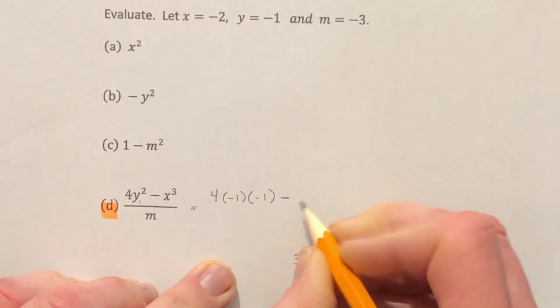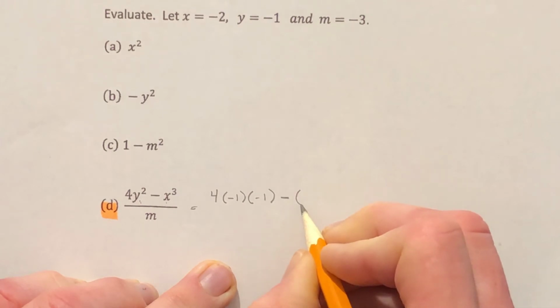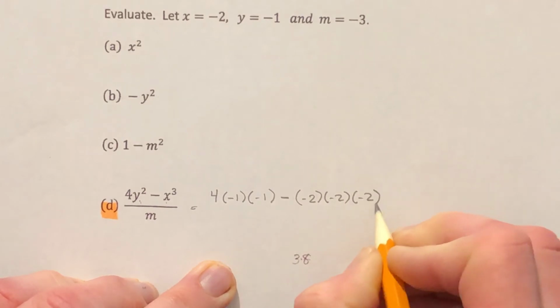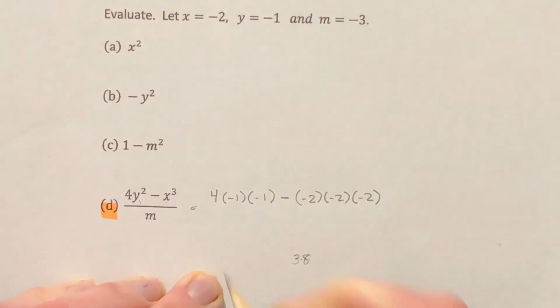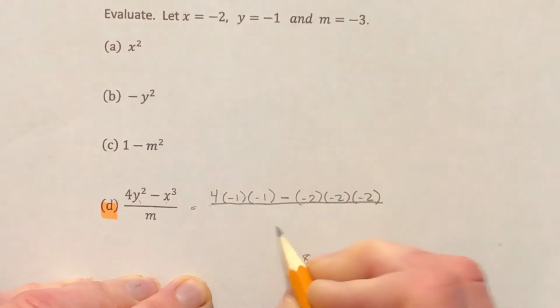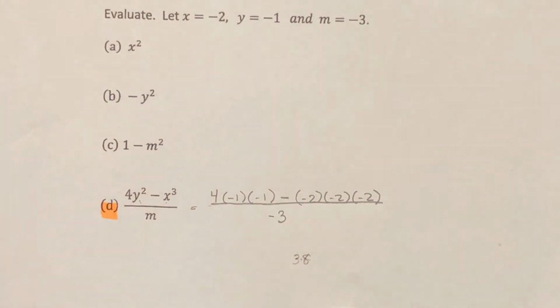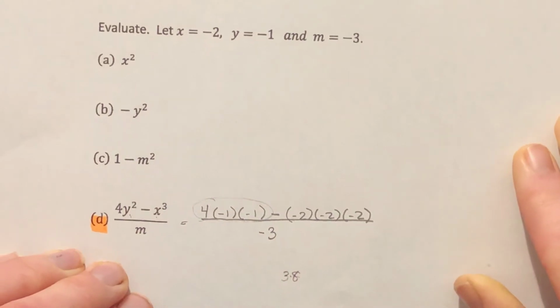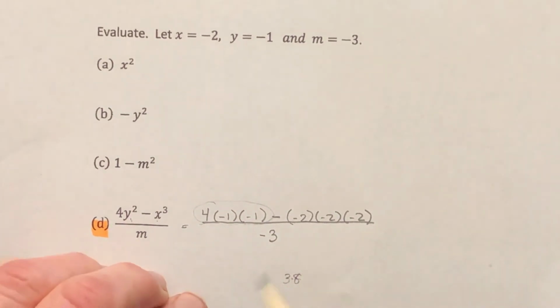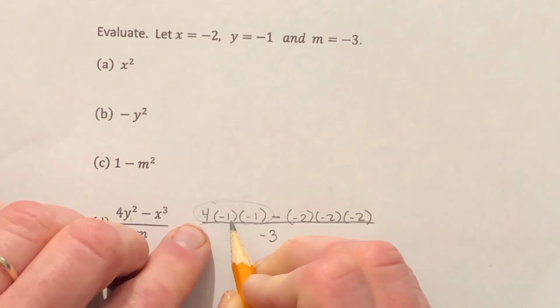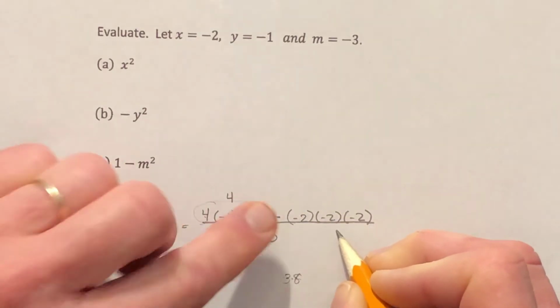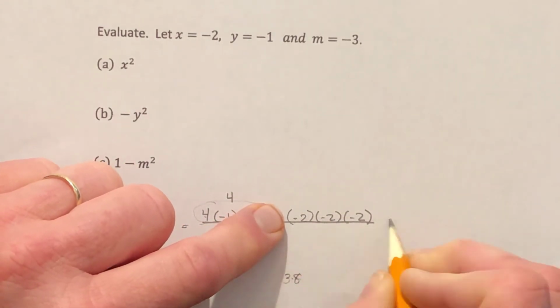Minus x cubed. X is negative 2. So negative 2 cubed. Negative 2, negative 2. Goodness. All of that over negative 3. All right, so I'm going to do all of this first. I've got 2 positives, so I know my final product is going to be positive. 4 times 1 is 4, times 1 is 4. That is 4. And then over here, I'm just going to focus on these right here.